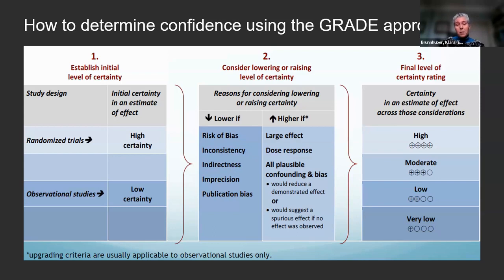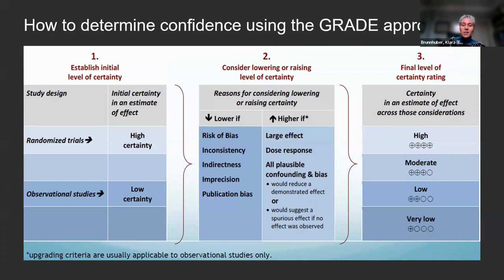You can also downgrade for imprecision. This is when you have those very wide confidence intervals and just absolutely no certainty in the effect size. And then there may be also other aspects such as publication bias, where it's obvious that not all studies have been actually published or indeed indexed in the databases so that they could be found. So all of these aspects might lower the initial high certainty of randomized trials.